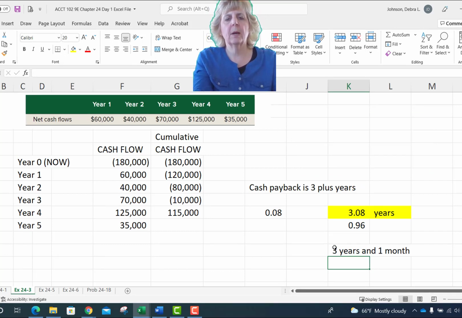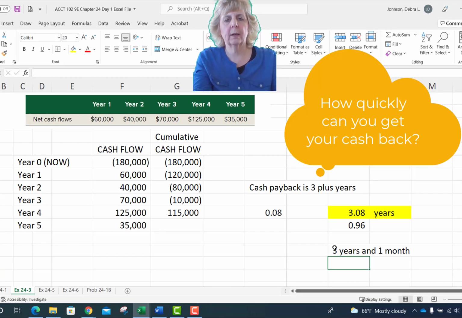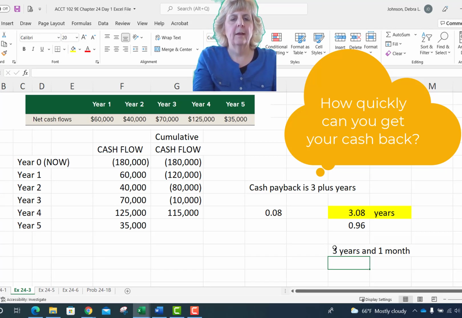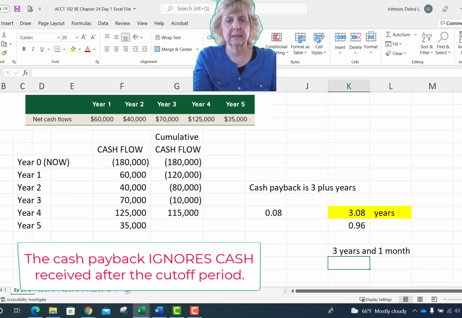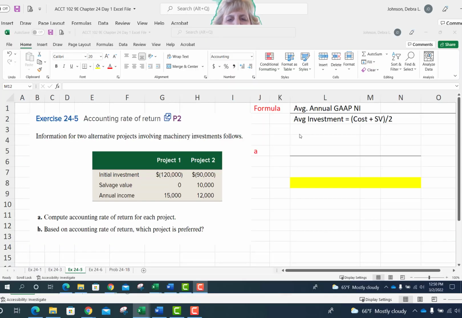So cash payback is a quick and easy way to compute how quickly we can get our cash back. The disadvantage is, although we have this large cash coming in year 4, it completely ignores the cash after the payback period, and that is the biggest disadvantage. On to the next one.